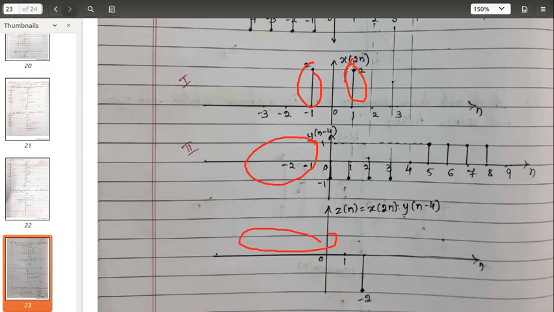Only at this 1 both amplitudes exist, 2 and -1. Whether I have drawn something wrong? Yes, I have drawn it here wrong. We should have observed, what is the time here? 1. I should have drawn this here. Okay, please correct it. It should be like this.